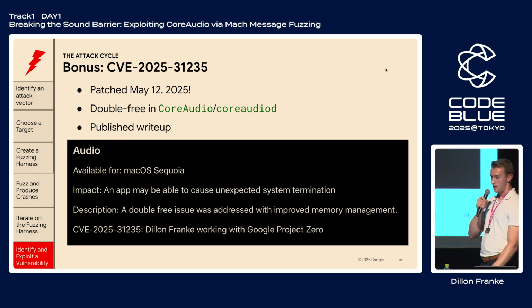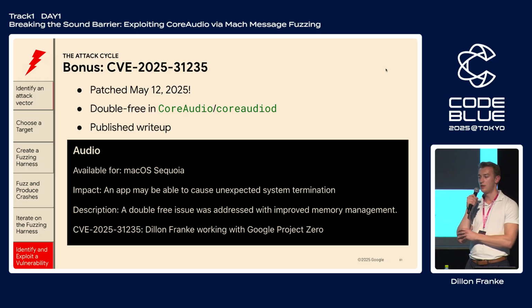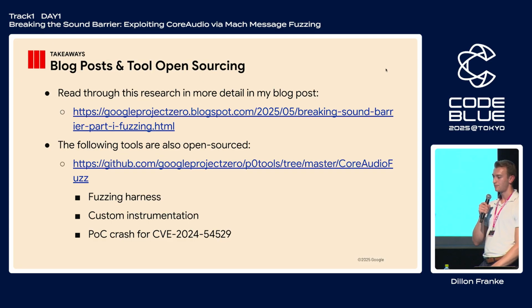All right. One quick bonus CVE here that this fuzzing harness also found was CVE-2025-31235. This was a double free in CoreAudio. I published a write-up on this. This was patched in May, and I'll be talking about this more later as well.